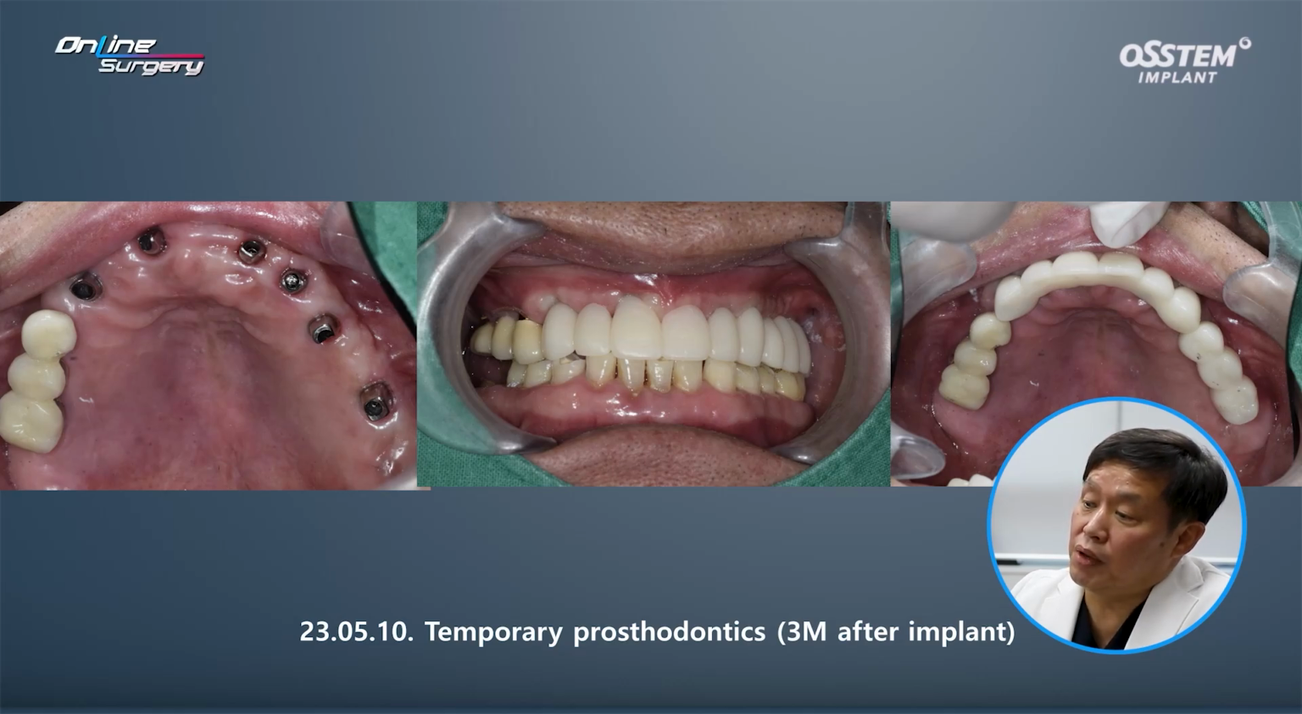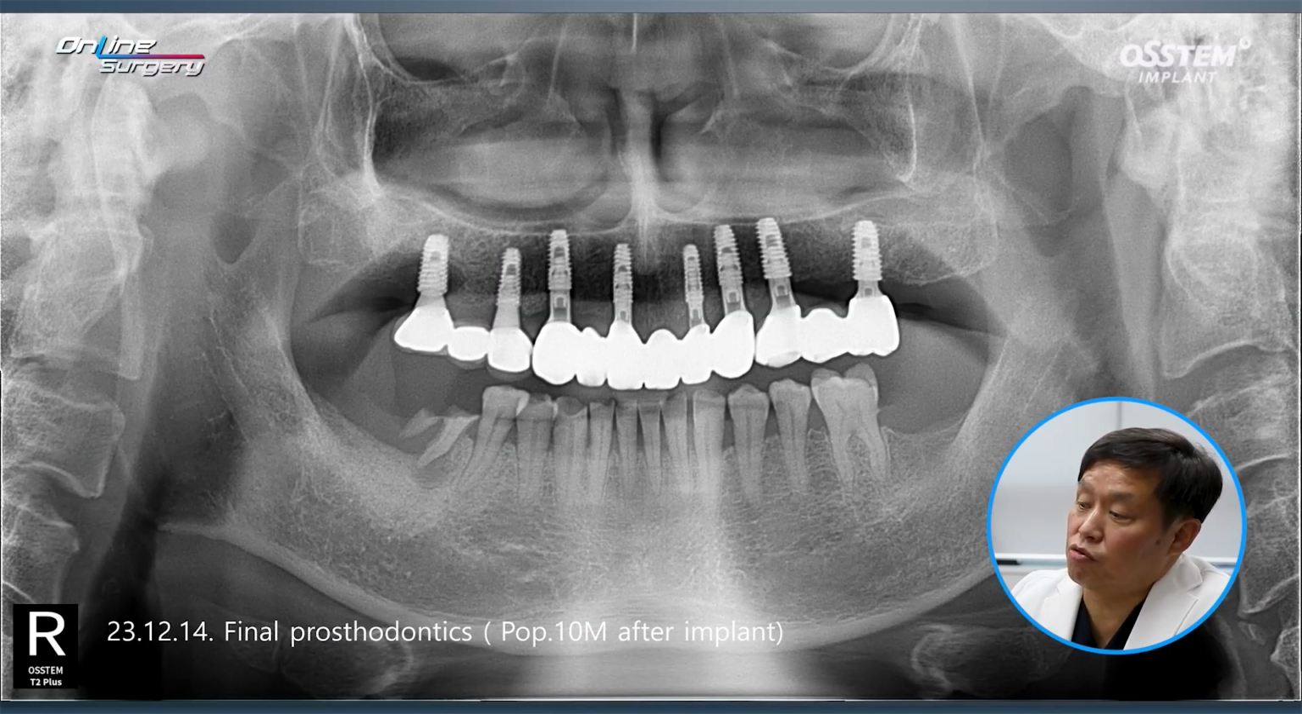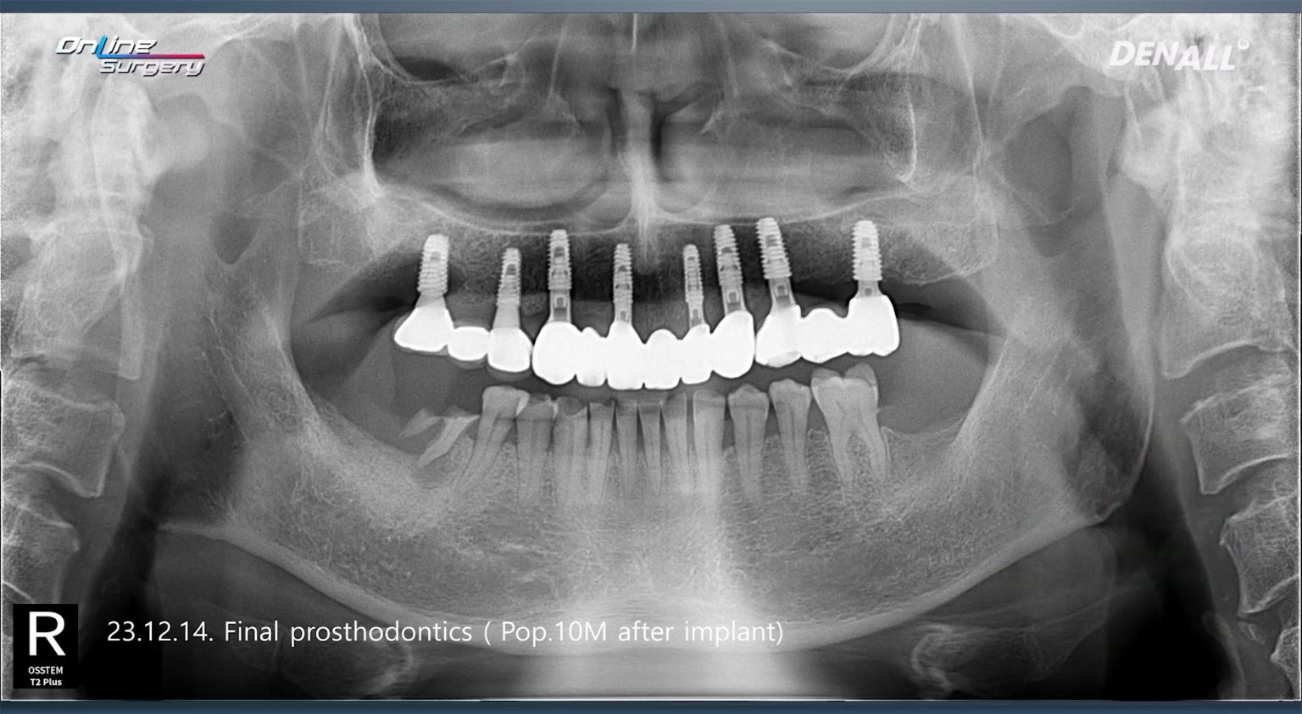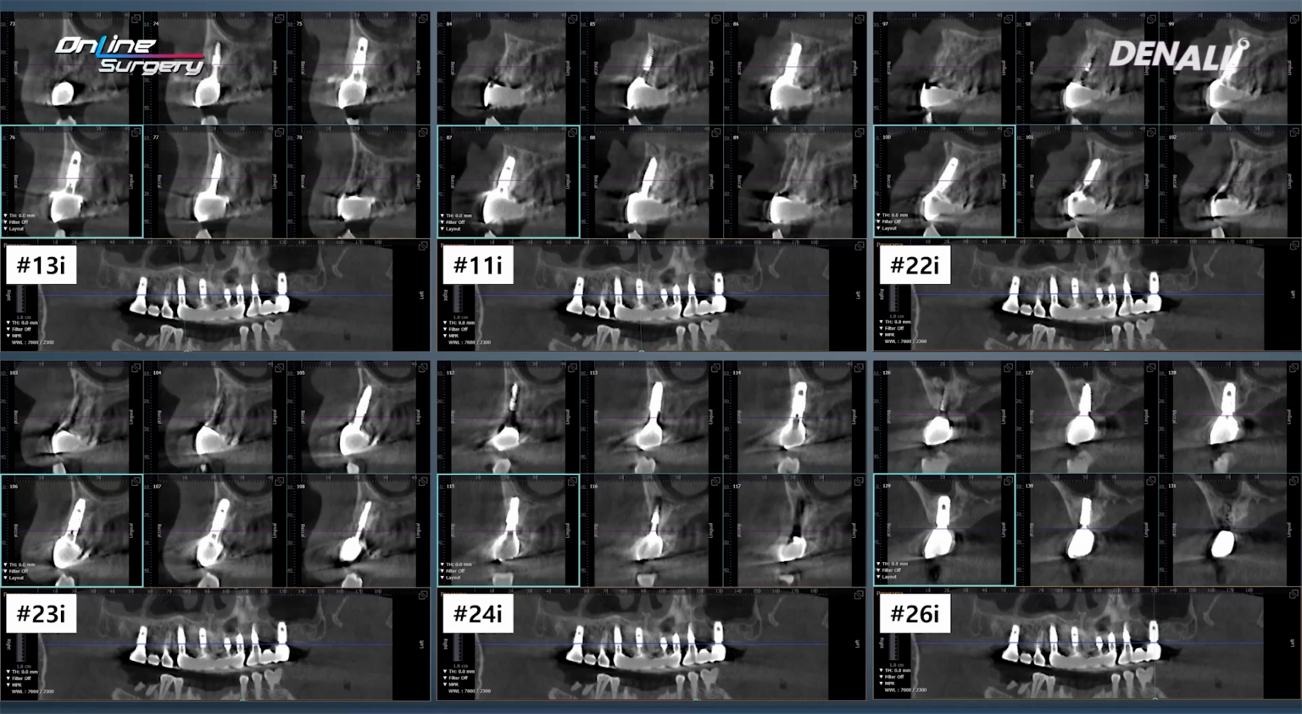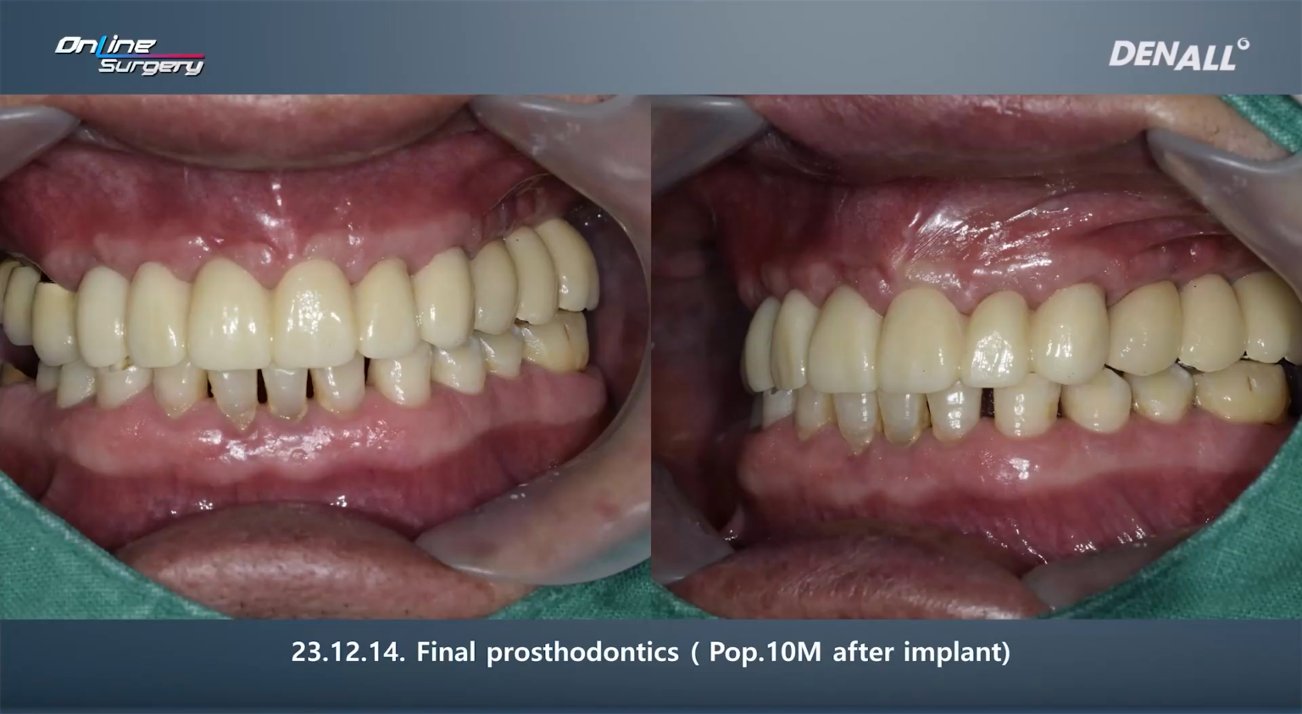10 months after surgery, the final prosthesis was delivered. For the 6 anteriors, 4 implants in the anterior zone were utilized, and this is the posterior side. On CT after 10 months, the labial wall was nicely maintained, and the final prosthesis was delivered. Anterior and posterior implant prosthesis.